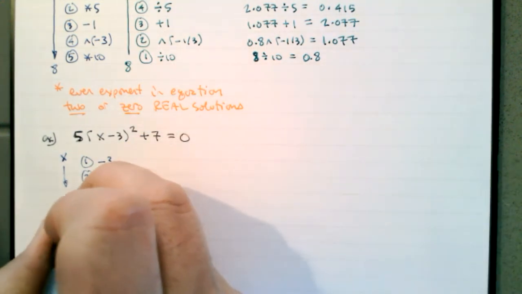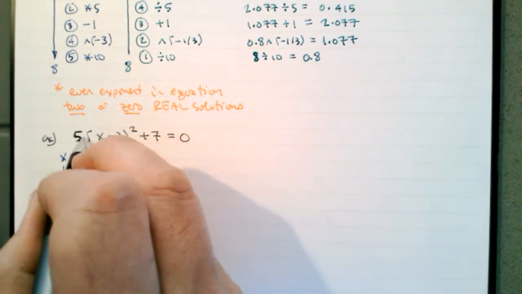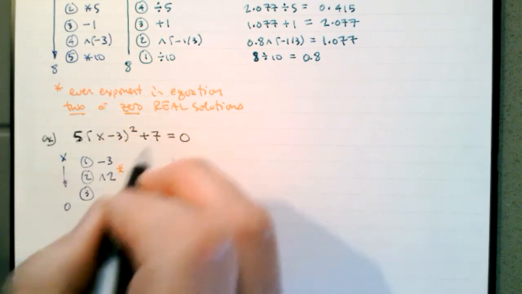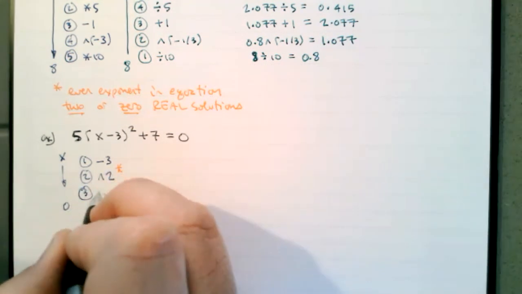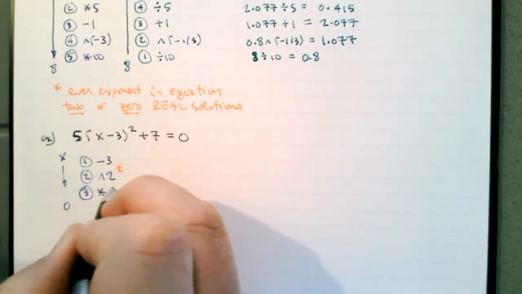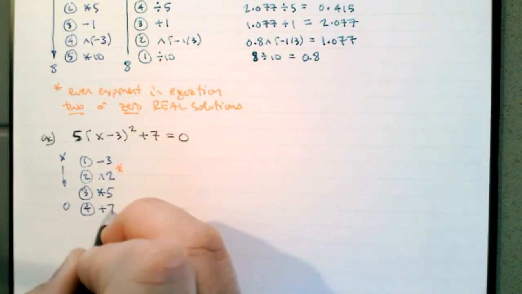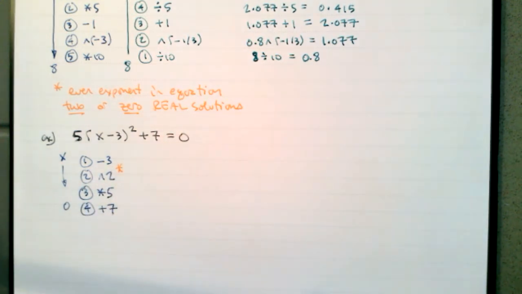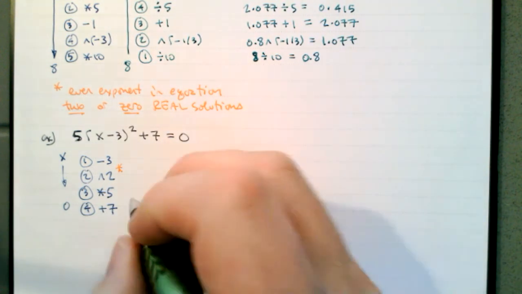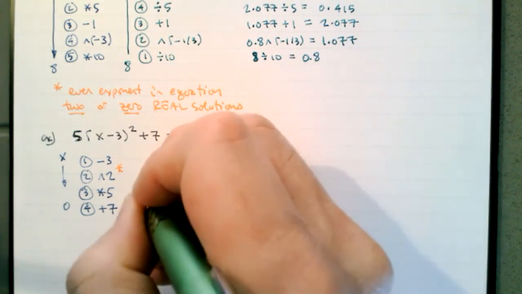Third, we have multiplication and addition, and multiplication goes before addition unless there's some grouping symbol that says otherwise. So we'll multiply by 5. And fourth, we'll add 7. That's our plan for turning an x into a 0.